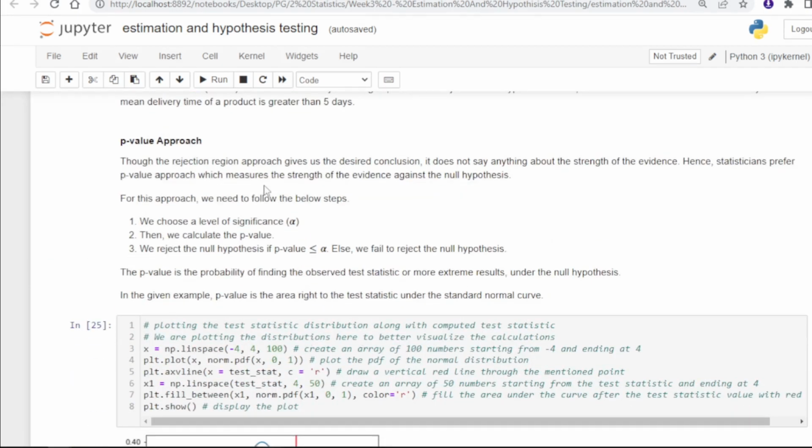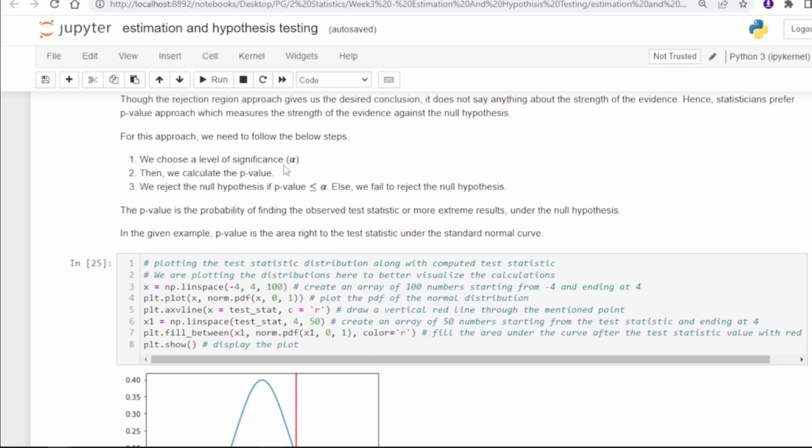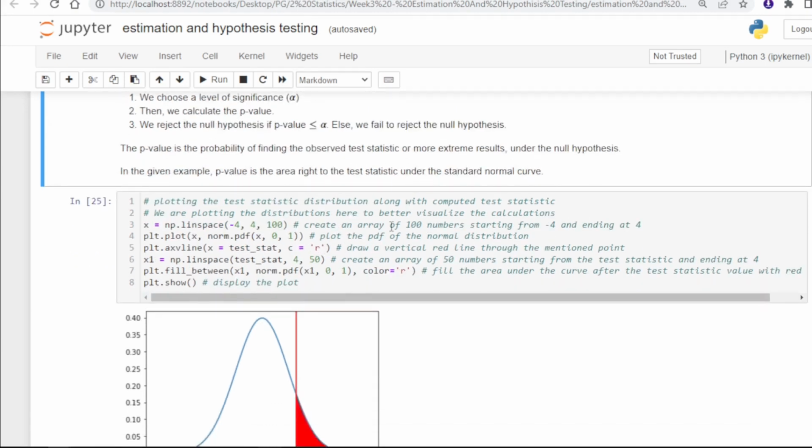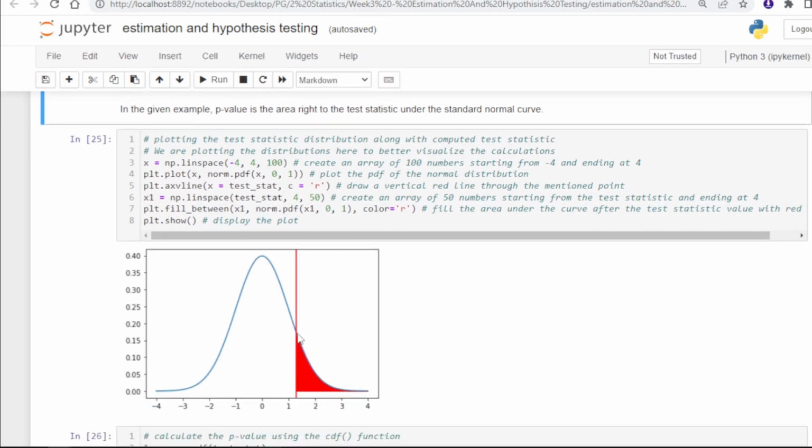Now the p-value approach, the other approach. The rejection region approach gives us the decision, but it does not say anything about the strength of the evidence. Statisticians prefer the p-value approach, which measures the strength of the evidence against the null hypothesis. For this approach we need to follow the below steps. We choose a level of significance, then we calculate the p-value. We reject the null hypothesis if the p-value is less than or equal to alpha, else we fail to reject the null hypothesis. If we plot this, you can see it is closer to 1 now.